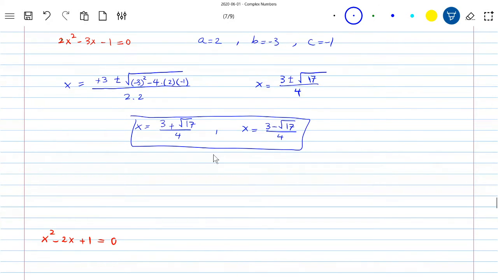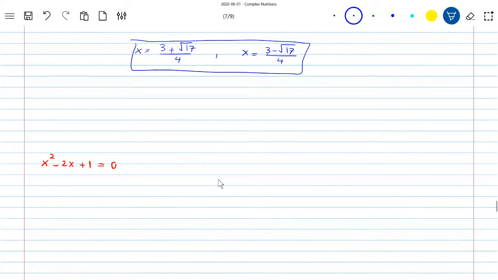Okay, let's look at the next example: x squared minus 2x plus 1. Let's find out what a is. The coefficient of x squared is 1. If there is nothing here, that means there is 1 times x squared. b is negative 2. c is positive 1.